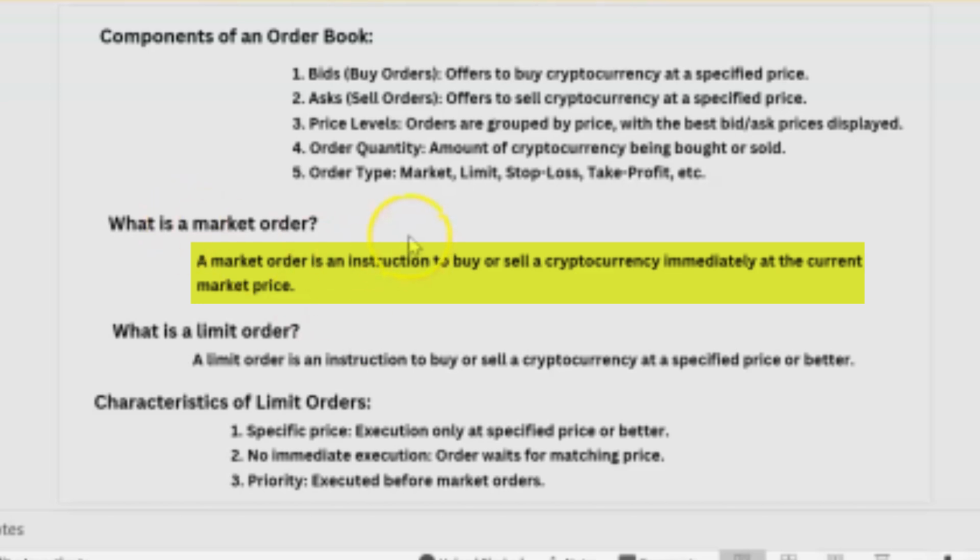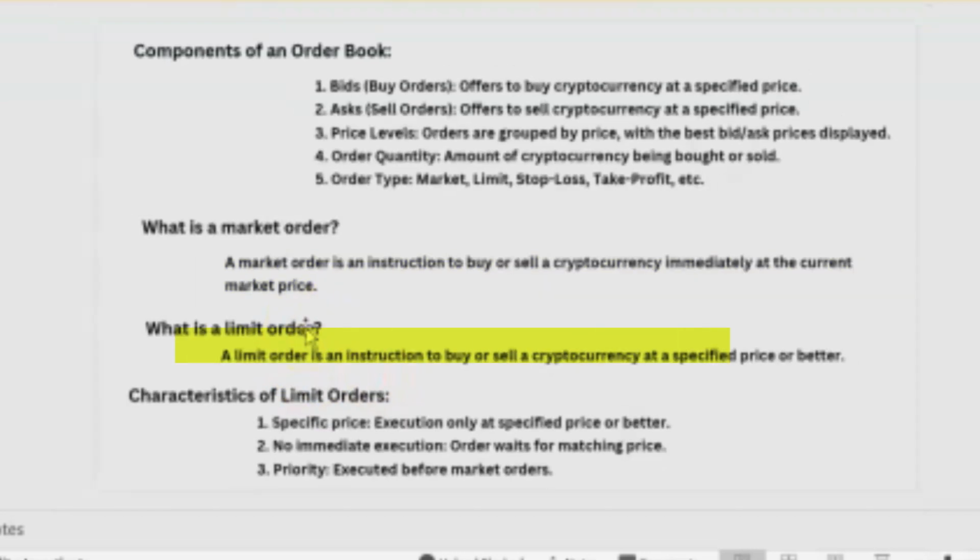So what is a market order? A market order is an instruction to buy or sell a cryptocurrency immediately at the current market price. So if you want to buy Bitcoin, for example, and the current market price is $61,000, and you want to buy immediately, you use the market order. Then you buy immediately. So what is a limit order?